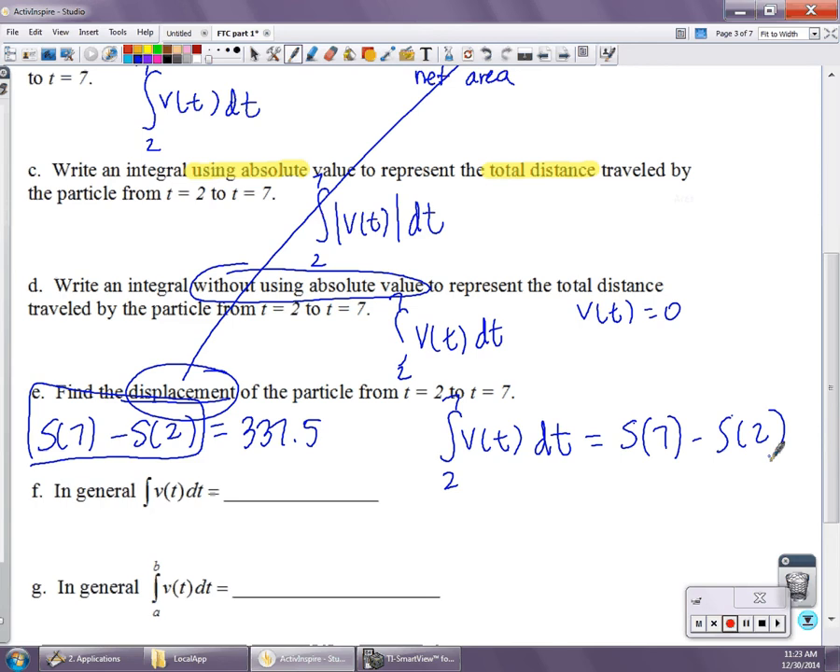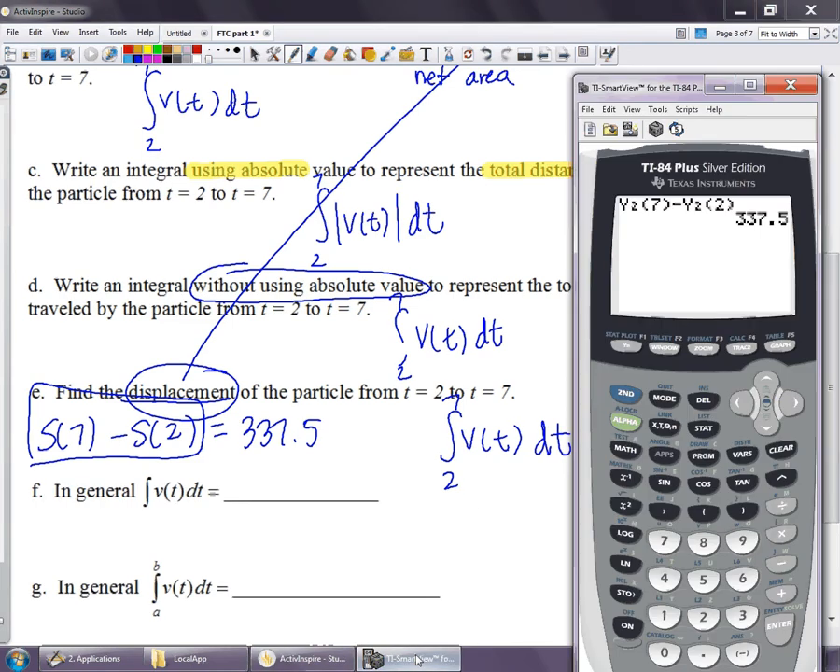Now I'm going to go back to my calculator, and I'm going to press Math 9. I'm going to integrate the original function, y vars, y1, in terms of x from 2 to 7. Uh-oh, there's a problem, Houston. Let's see what it is.